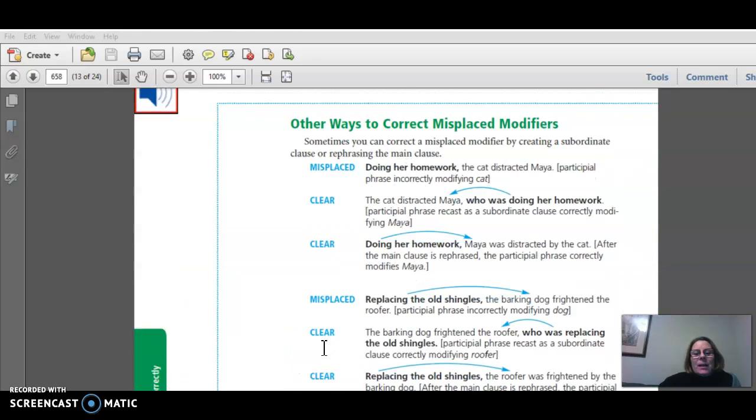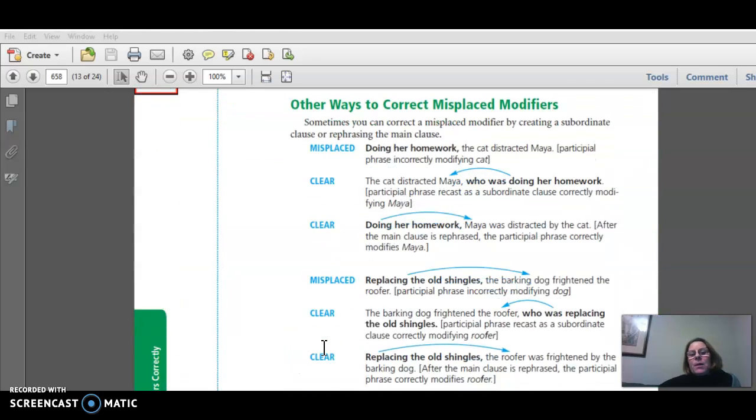Okay, let's look at a couple of other examples. There are some other ways that you could correct a misplaced modifier. You could replace it or create a subordinating clause. That's where you usually start with a who, whose, whom, which, or that, or you might have a participle, something like that.